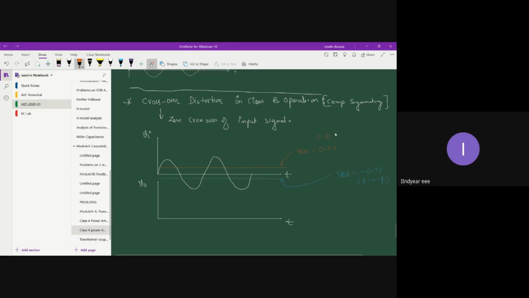Now let us plot the output. In order to plot the output, you have to draw the transition points. So you get a transition point here, and then at 0 crossover, and then at minus 0.7 volt level. Similarly, you get 3 transition points near to each half cycle. Okay. Now what you do, you draw the guidelines from these transition points.